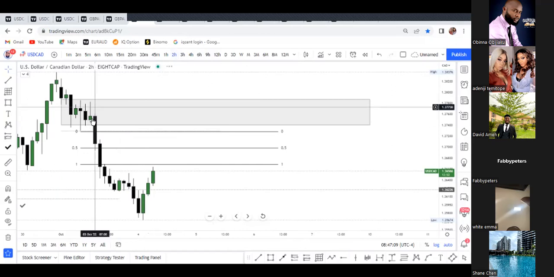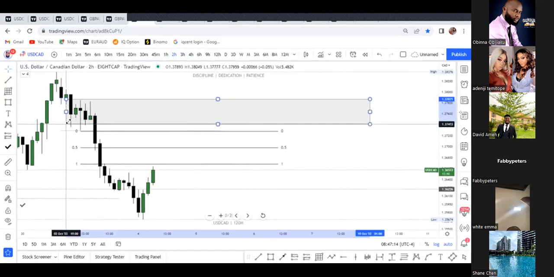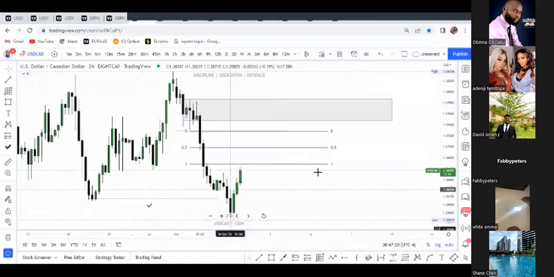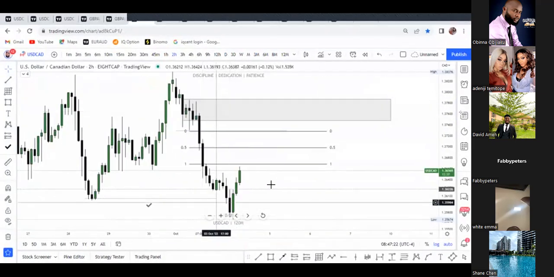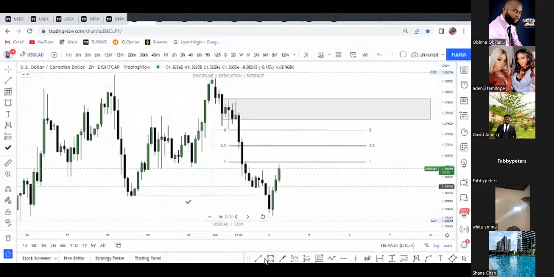You can see the order block. Can you see this? You can see this order block. That was the order block that was responsible for this down move. You see how the red buy stops? Now the red buy stops.